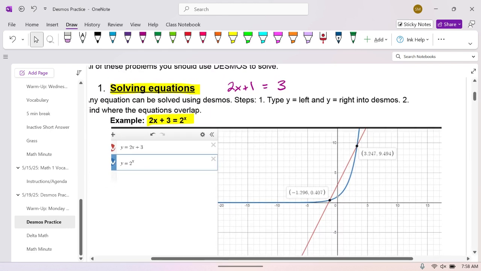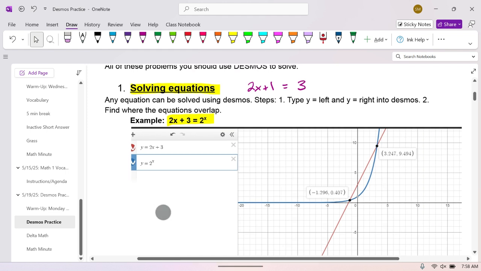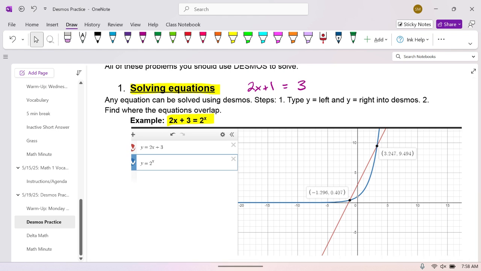Now, when you graph into Desmos to graph an equation, you can't just type in the entire equation into one slot. All right. You're actually creating a system of equations and solving that way. So what you do, your steps are right here. So the first thing you do is type y equals on the left side of the equation, y equals on the right side of the equation into Desmos, and then find where the equations overlap. In other words, you're finding the points of intersect.